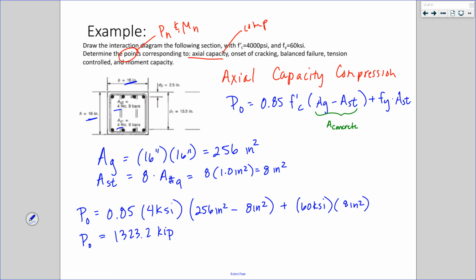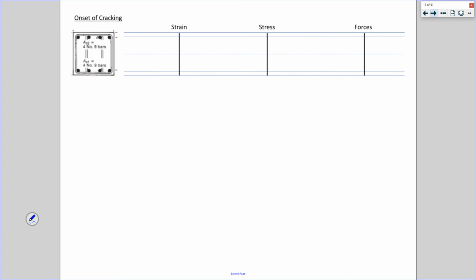So as my compressive axial capacity, nominal. Well, we'll talk about what it means later. It's the point on the interaction diagram. Okay, if I go down the list, let's do onset of cracking.